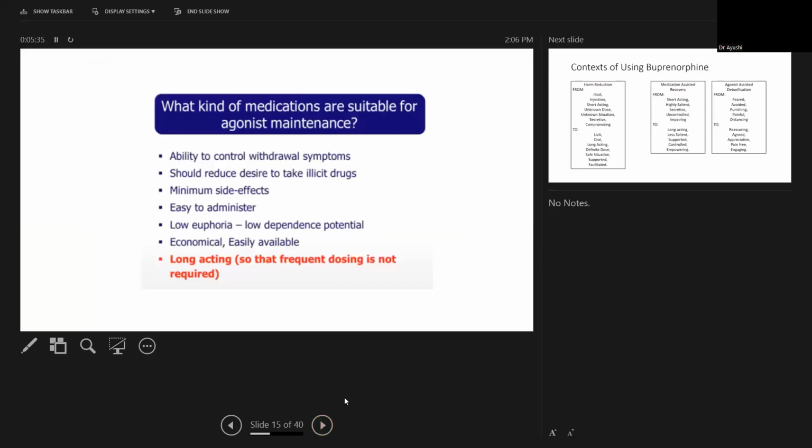Next is what kind of medication is suitable for agonist maintenance. It should have the ability to control withdrawal symptoms and should reduce desire to take illicit drugs. It should have minimum side effects. It should be easy to administer, with low euphoria, low dependence potential, and be economically and easily available. And it should be long acting so that frequent dosing is not required.